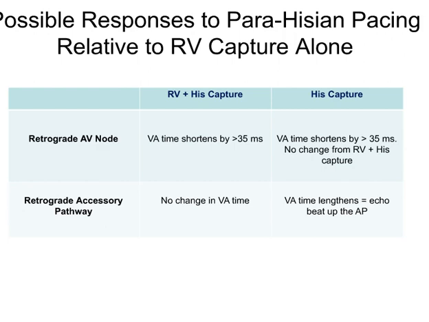However, when you do get His capture alone, you're not capturing any of the RV. In order to get an echo beat up the pathway, you have to come down through the normal His Purkinje and then echo through the normal conduction pathway. So you will get quite a big jump in VA time. And frequently, you may not even see an echo. When you capture the His bundle alone, it may not echo back up the pathway at all.